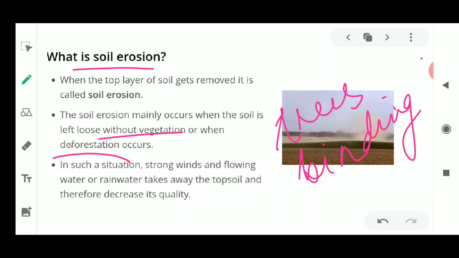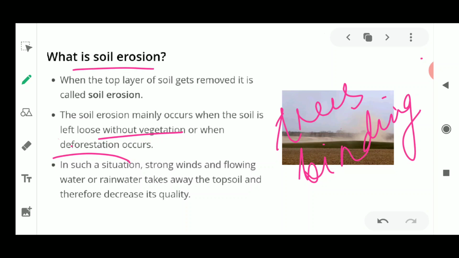If the soil is not present, it means the nutrients are also gone. Why are the nutrients gone? Because you know that the humus is present, the nutrients are present, the minerals are present, and all these are present only in the topsoil. They are not present in the subsoil, or they are present but in a very small amount. The plants require all these nutrients, they require water, air, and minerals, which are only present in this topsoil, and if it is eroded, it means the fertility of the soil is gone.